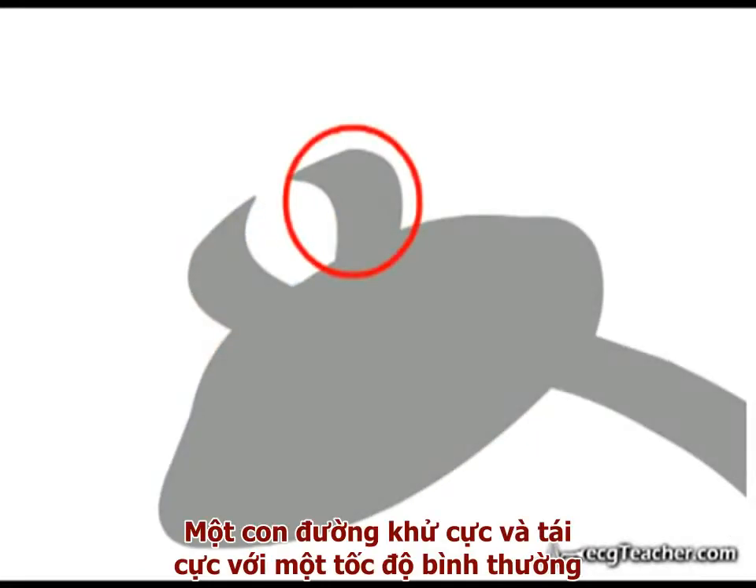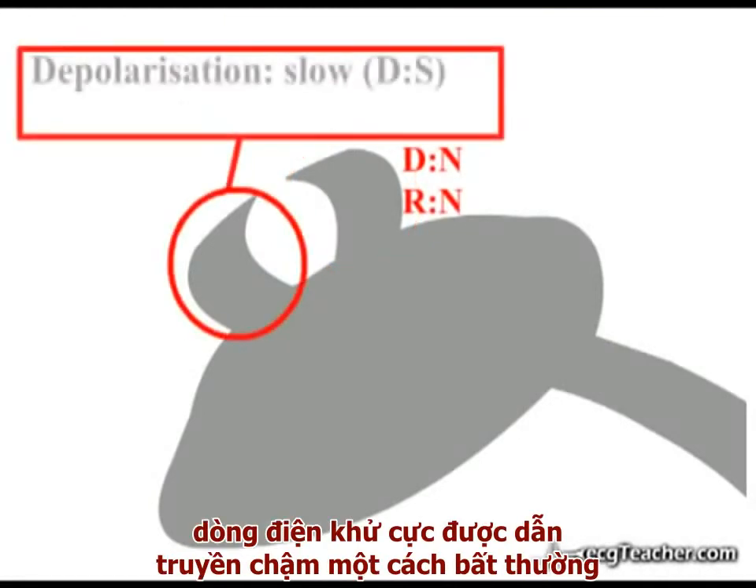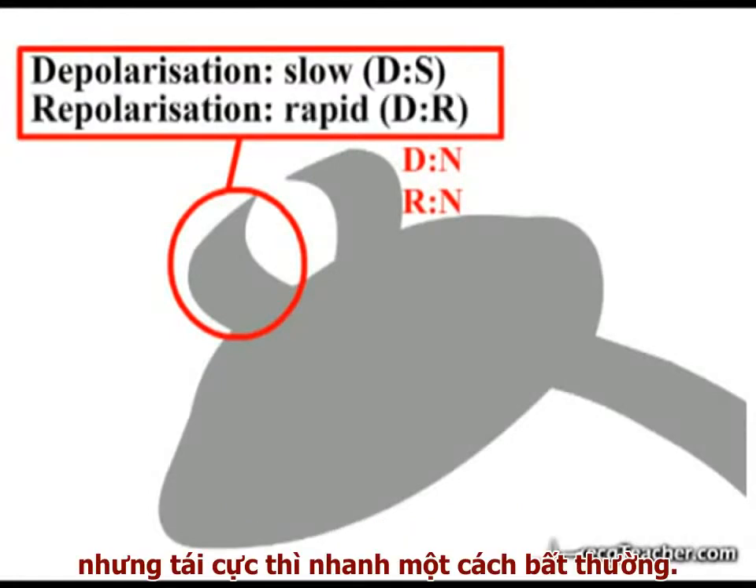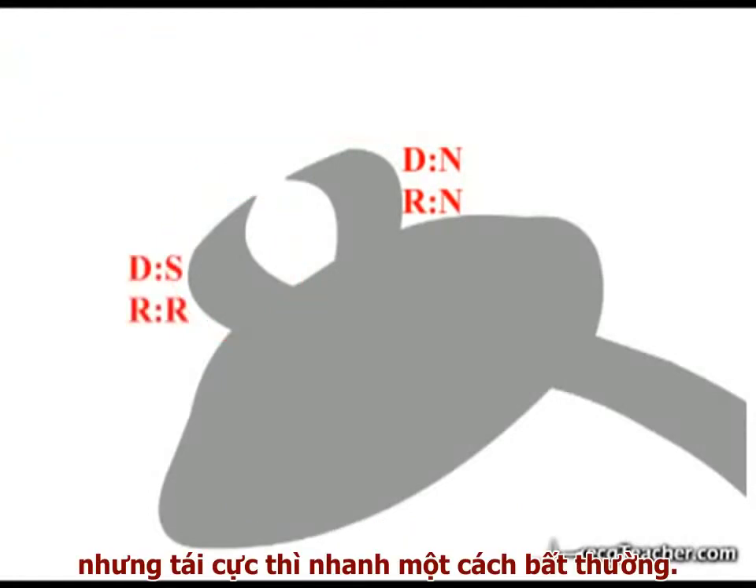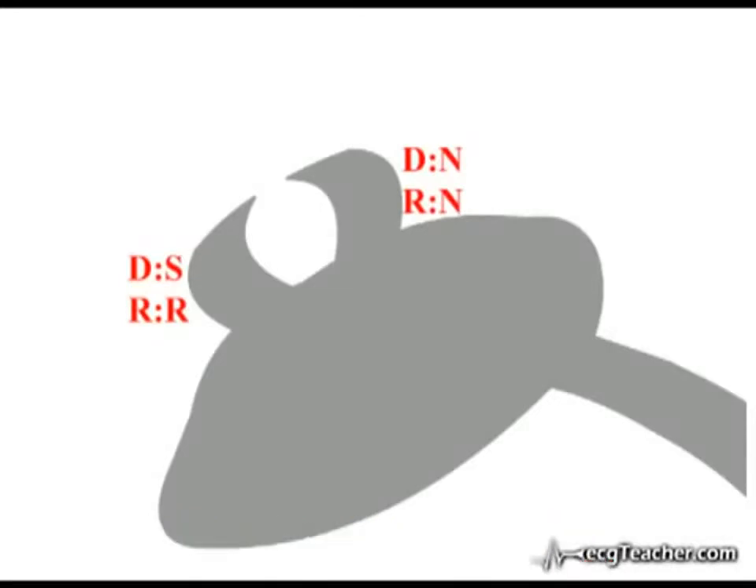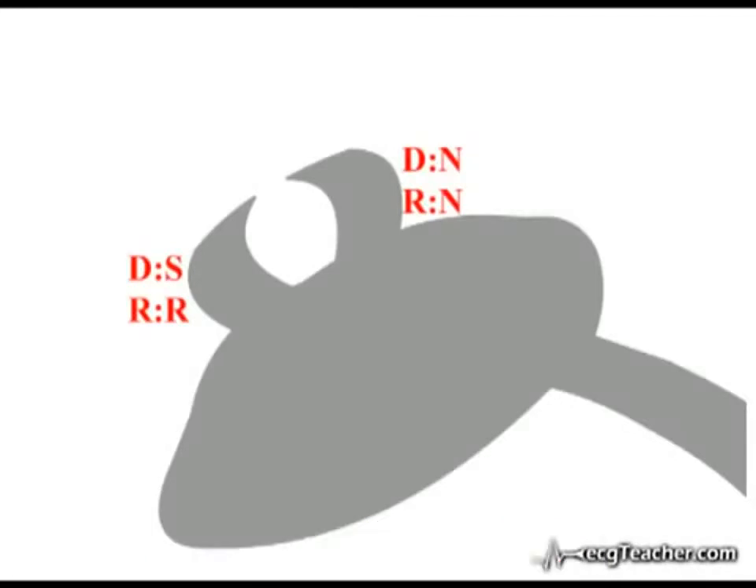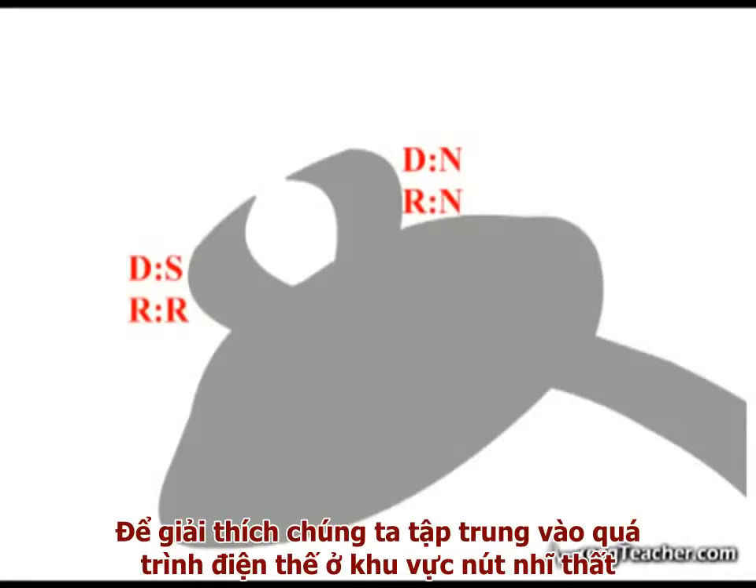One depolarizes and repolarizes at a normal rate, while the other transmits depolarizing current abnormally slowly, but repolarizes abnormally rapidly. A situation such as this, where two conducting tissues with differing electrical properties are in communication within the heart, is the basis of all reentrant arrhythmias. This situation is an accident waiting to happen. To explain why, we will focus in on events in the region of the AV node during the cardiac cycle.